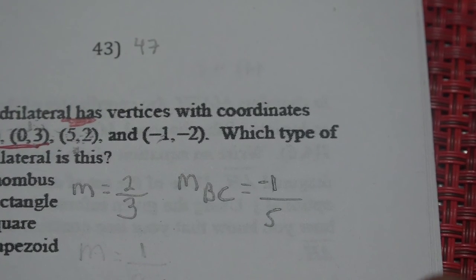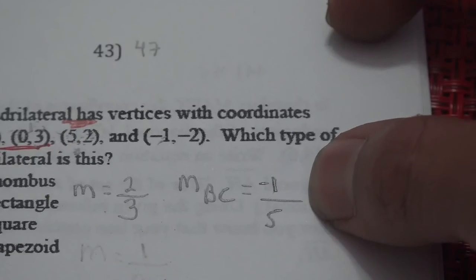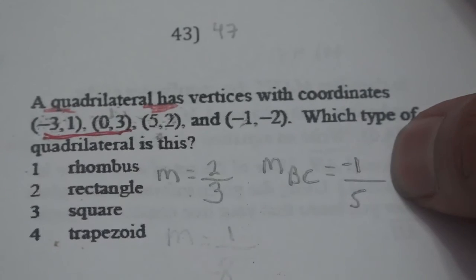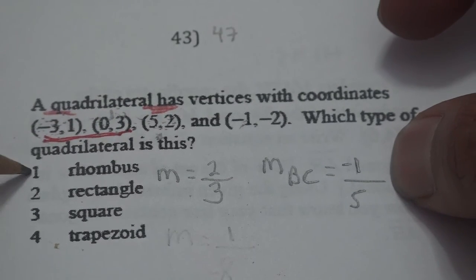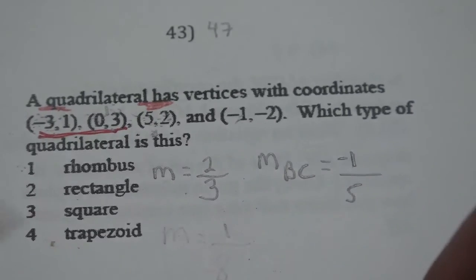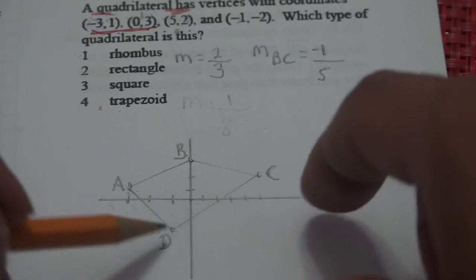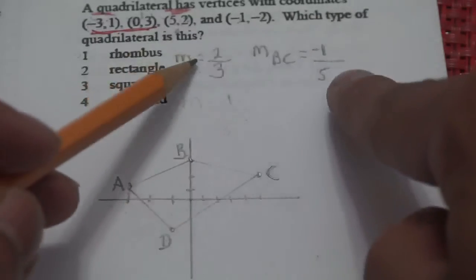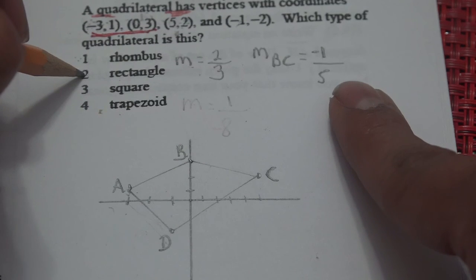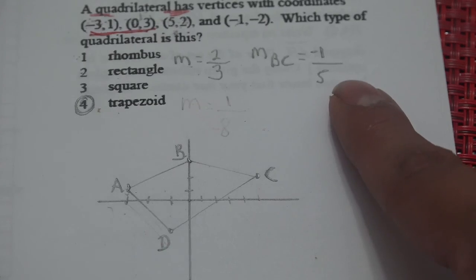I already know that they have different slopes. So therefore, it cannot be a rhombus, because in a rhombus opposite sides have the same slope. And I already drew it. It seems that this one doesn't. It cannot be a rectangle for the same reason. It cannot be a square for the same reason. So it has to be a trapezoid.